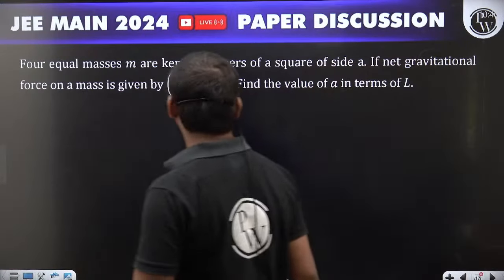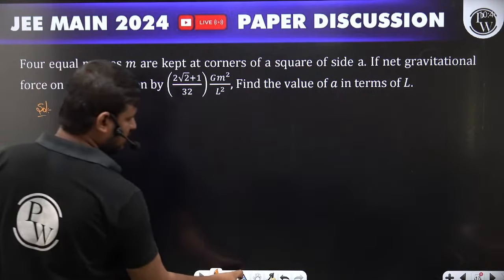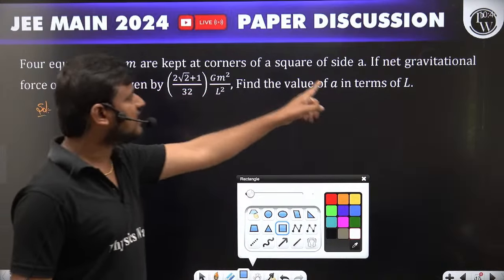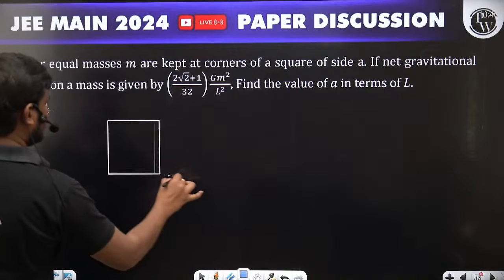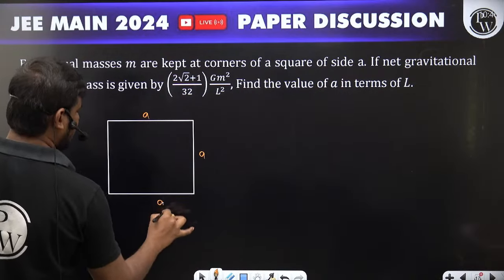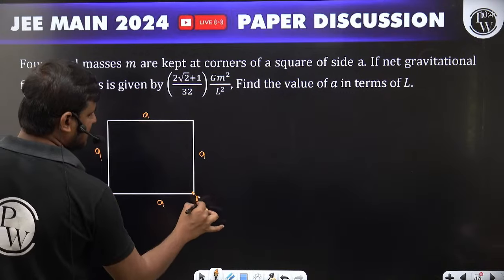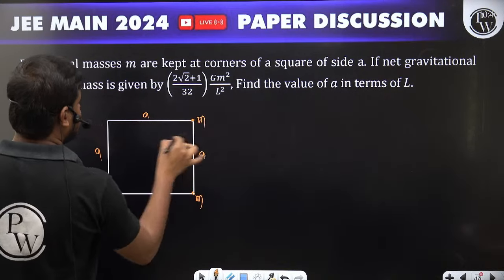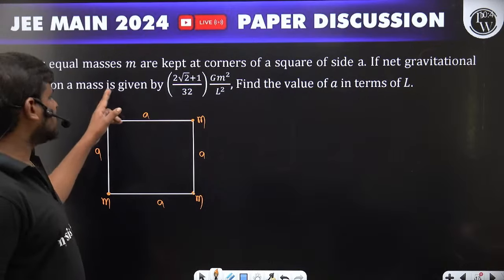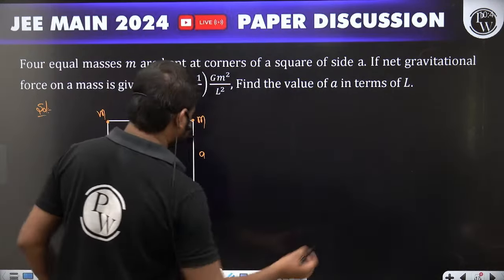So this question is from gravitation, which is the easy one. See, here they said there are four equal masses that are kept at the corners of a square of side A. So this is the square of side A. Now at all four corners, equal masses M, M and M are placed. Now, what is the net gravitational force on any one mass?